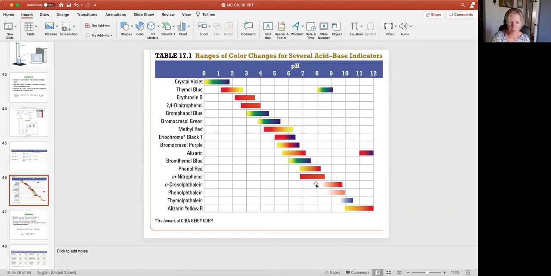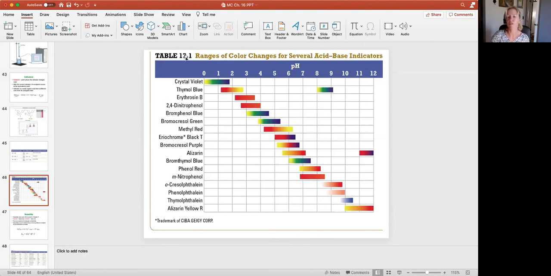And so for strong acid, strong base, maybe something like methyl red or bromothymol blue might be better, right? Because then you're going to start to see this green to blue color change right at around 7. So there are lots of different indicators that we can use depending upon the titration curves that we're doing. If we're doing a weak base, strong acid, we might want something in the acidic range because our equivalence point is going to be acidic. If we have a weak acid, strong base, we might want something that's in the basic range because, like we just showed, our equivalence point is going to be somewhere in the basic area.